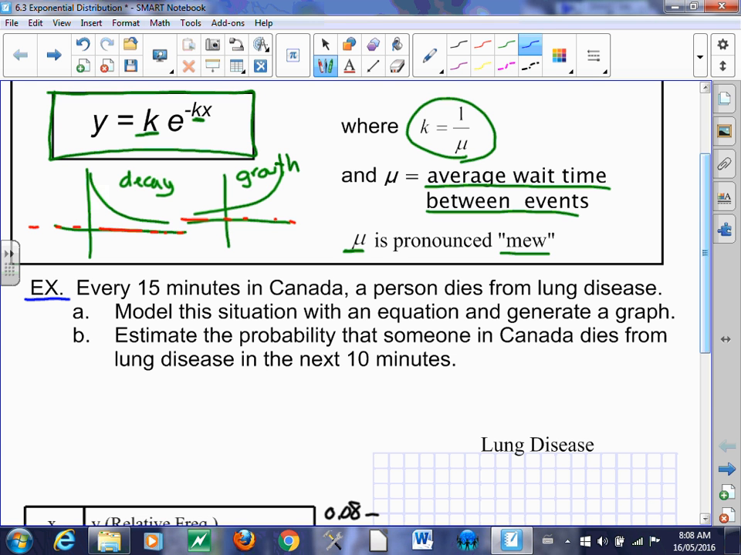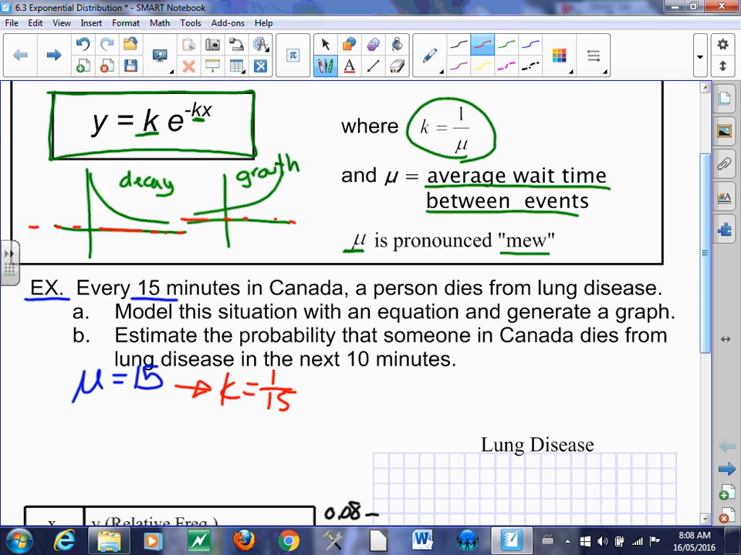Every 15 minutes in Canada, a person dies from lung disease. Model this situation with an equation and generate a graph. So that's A part. And then B part says to estimate the probability that someone in Canada dies from lung disease in the next 10 minutes. All right, so the first thing we have to figure out is the wait time. So if we're taking a look, mu equals 15. Okay, so then if we want to find K, K equals 1 over 15. Everybody okay with that? Awesome.